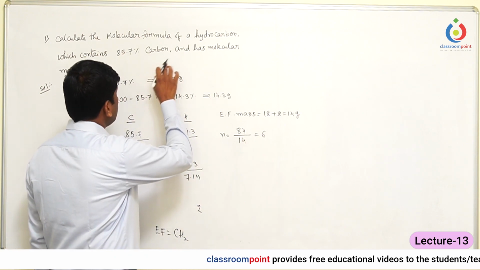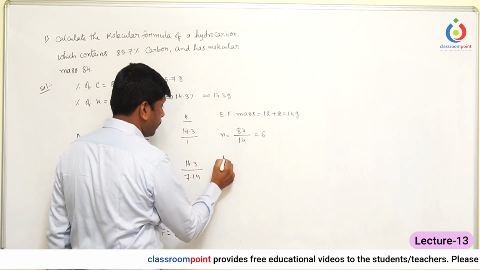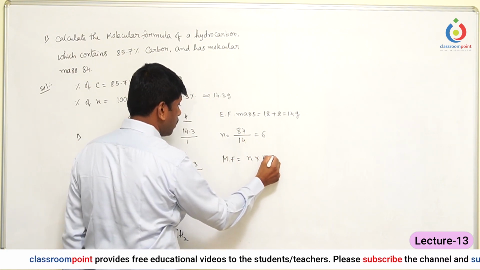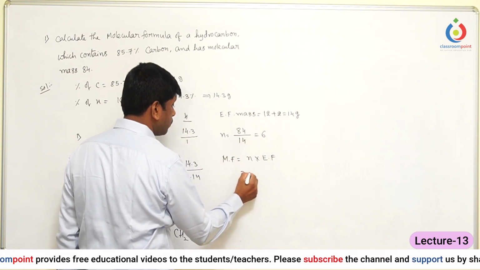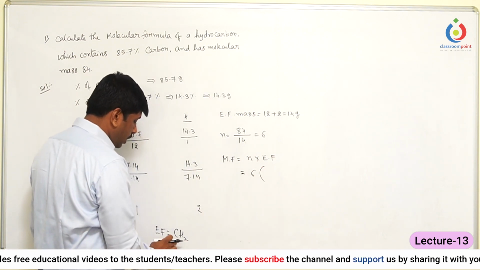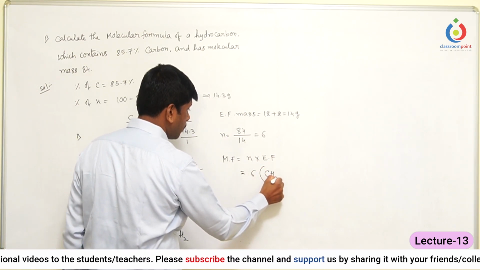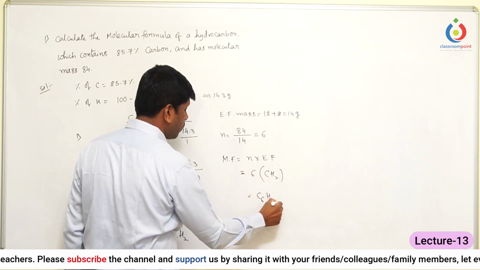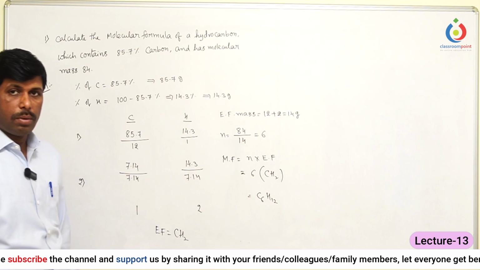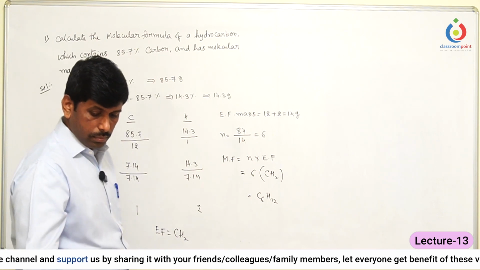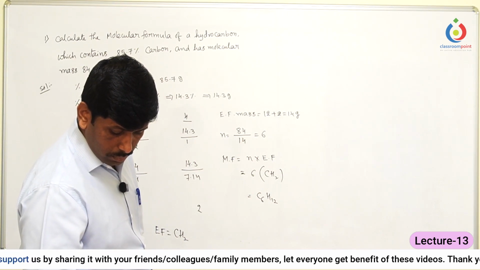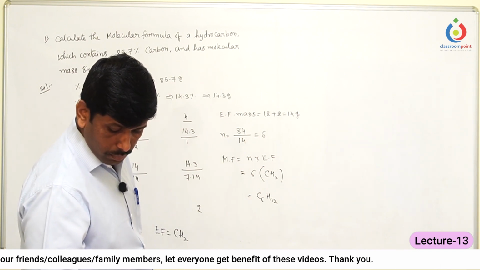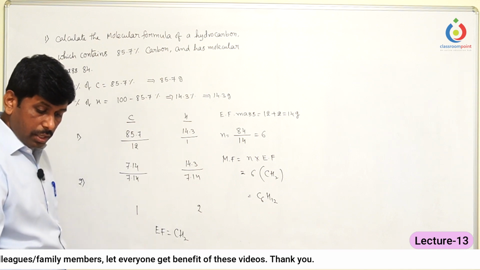So we can calculate the molecular formula. Molecular formula is equal to N into empirical formula. N value 6. Empirical formula is CH2. So multiply with 6: C6H12. So this is the molecular formula of the compound. Let us see the another question.